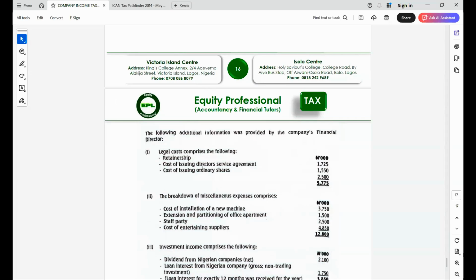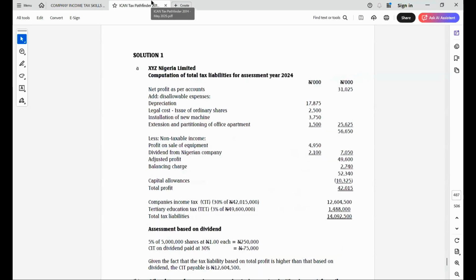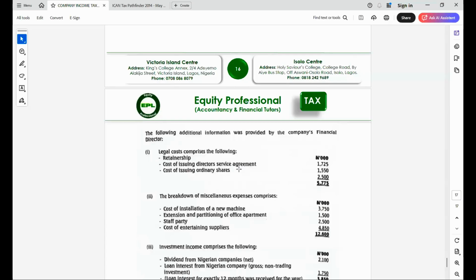The cost of issuing director service agreement is also an allowable expense. Cost of issuing ordinary share. So this is disallowed. Cost of issuing ordinary share is disallowable.